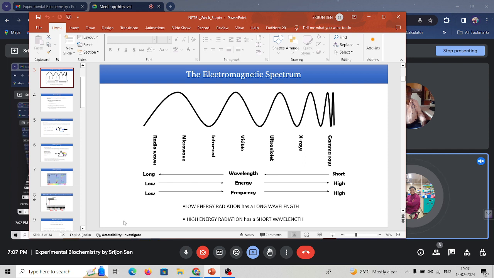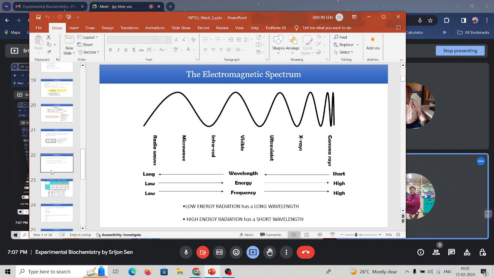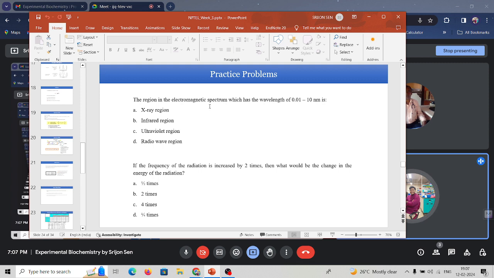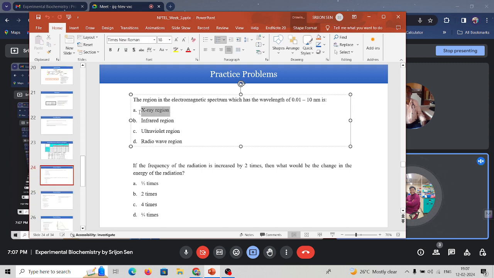So the wavelength is shorter than this, so it can be either UV, X-ray or gamma rays. Let us see what the options are. We have X-ray, infrared, UV and the radio wave. If you go to the electromagnetic spectrum of all these rays, you will know that the correct answer would be the X-ray region. So A is the correct option.